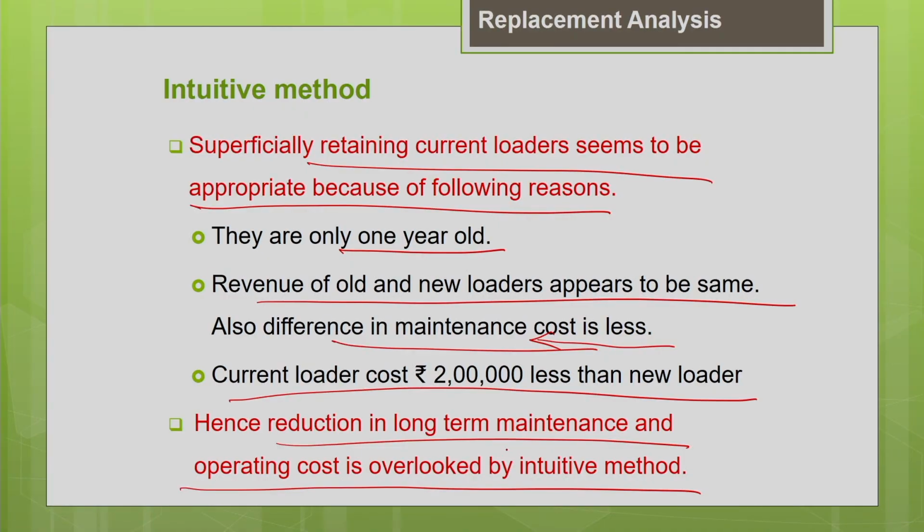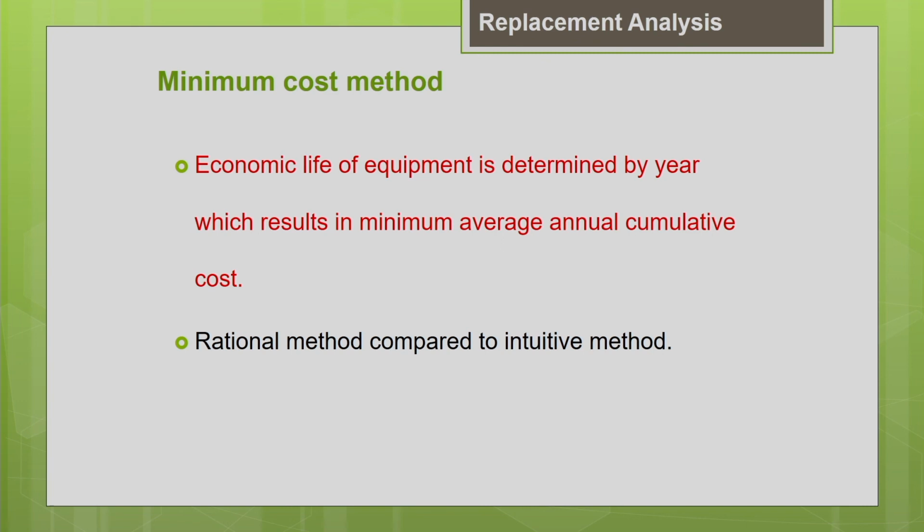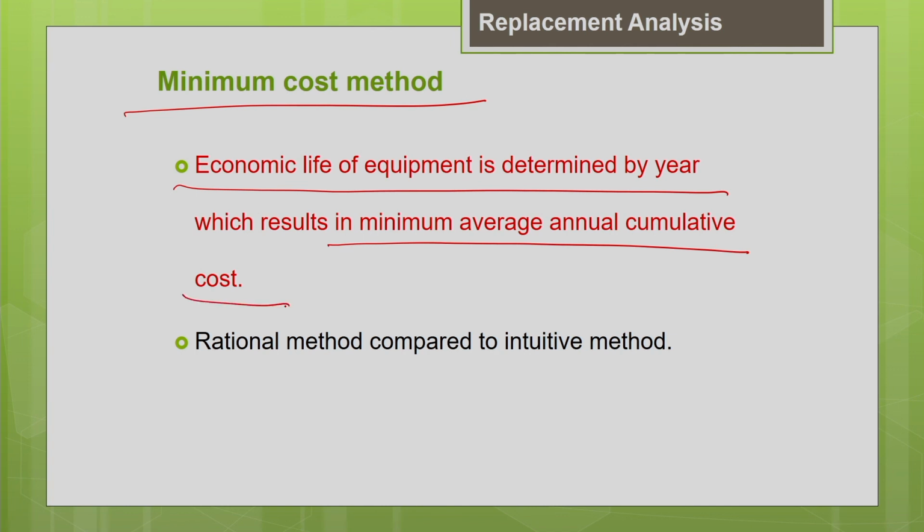Hence the reduction in the long-term maintenance and operating cost is overlooked by the intuitive method, and we may make a decision that retaining the current loader itself is the best option. So, this is the output of the intuitive method. Now let us look into the other approaches which are available. As discussed by Dr. James Douglas, the next approach is the minimum cost method. Whatever we have discussed in the earlier lecture, the same way we are going to determine the economic life of the machine in this approach also. The economic life of the equipment is determined by the year which results in minimum average annual cumulative cost.